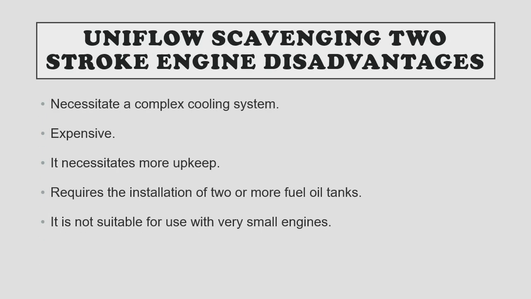Then, the uniflow scavenging two-stroke engine disadvantages are: necessity of a complex cooling system, expensive. It necessitates more upkeep, requires the installation of two or more fuel oil tanks, and it is not suitable for use with very small engines.